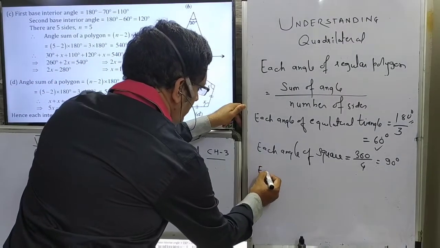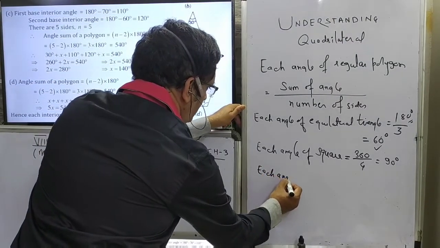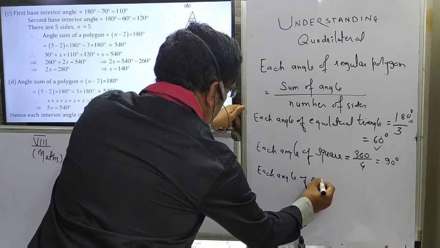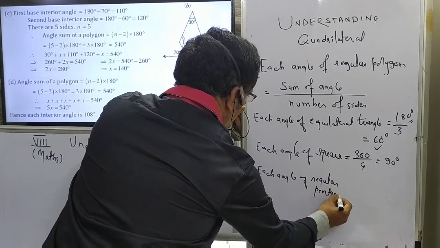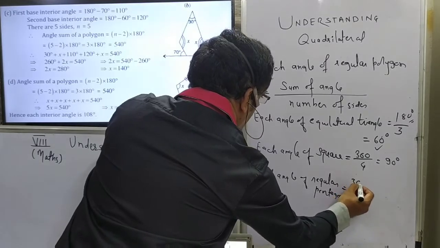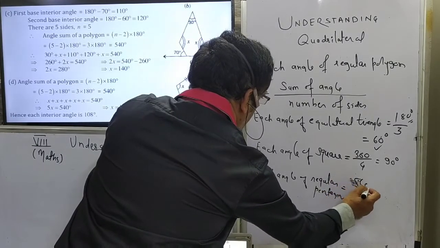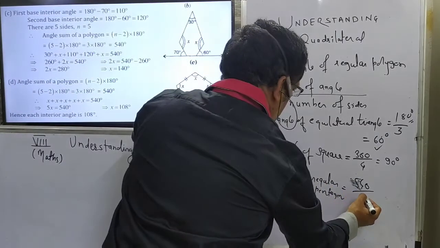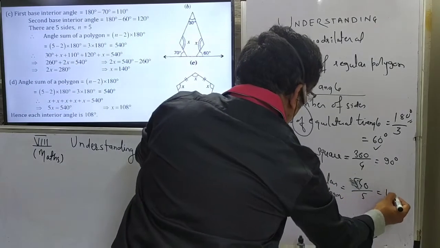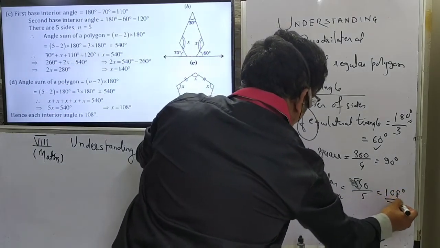Each angle of regular pentagon equal to, now it is 540, because total angle of regular pentagon is equal to 540. 540 divided by 5, that is equal to 108 degree.